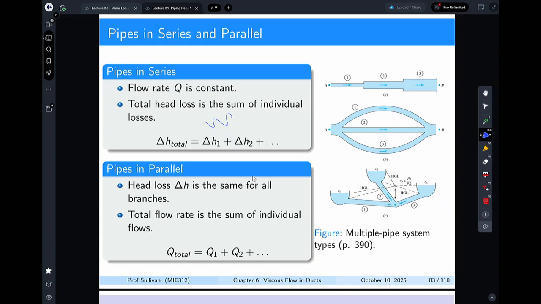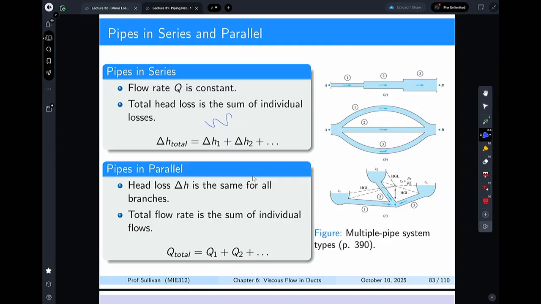In this part, one of the more important things that we've not talked about yet, and I expanded it a tiny bit before this lecture, is looking at piping networks. So piping networks, we have two different types. The very top one is a pipe in series.